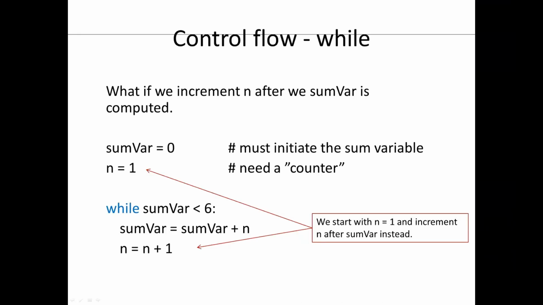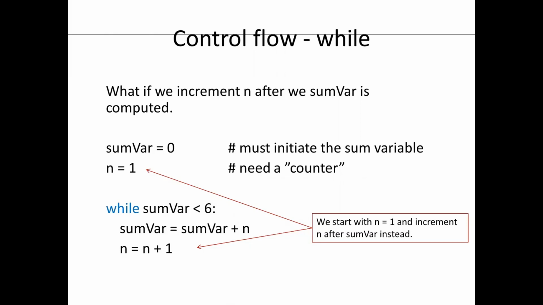Before, we initiated N with a value 0, and we incremented N before SumVar was computed. Here, we initiate N with a value 1 and increment N after SumVar is computed. And this will get the correct cumulative sum. The first time in the loop, N will be 1. The next time, N will be 2. The next time, N will be 3. So the cumulative sum will be correct.